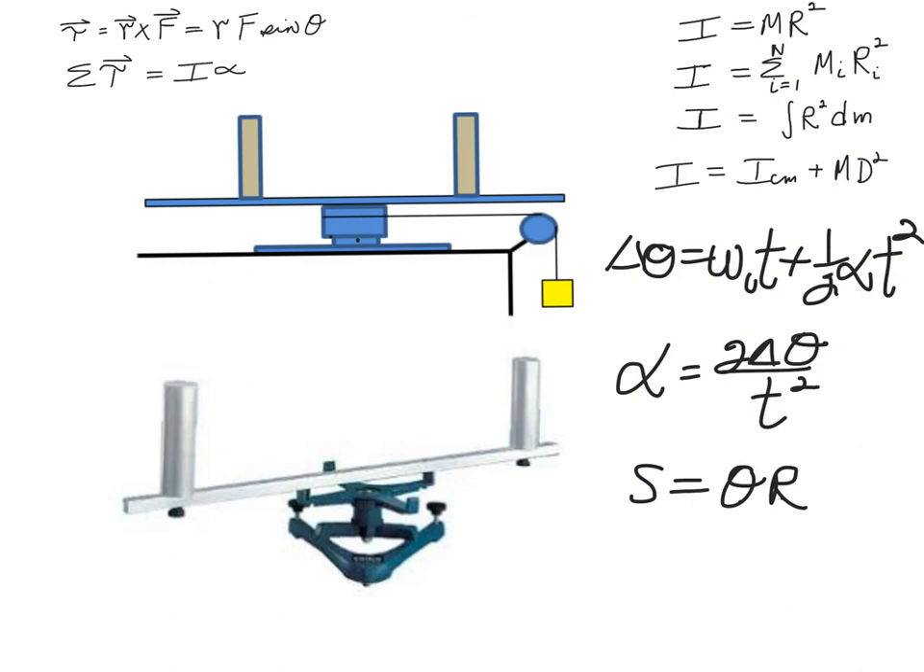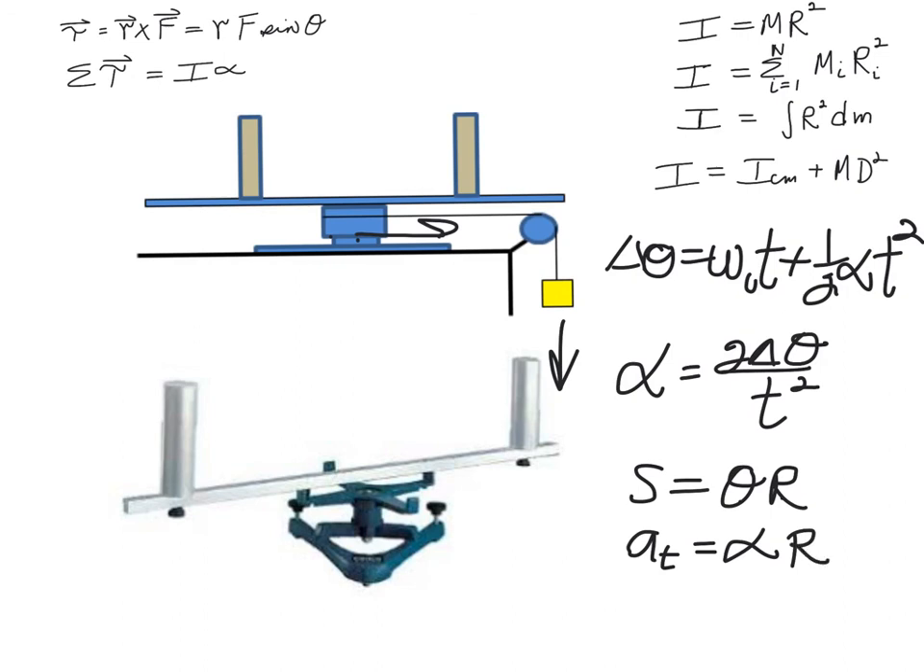And once you have the angular acceleration of the apparatus, you can get the tangential acceleration of the string or the edge of the disk, and that will be the acceleration of the string. The linear acceleration of the string will be the acceleration of the falling mass. So you can actually do it 2 ways. You can get that tangential acceleration of the string, which is the same as the mass, by just taking the alpha and multiplying by the r.